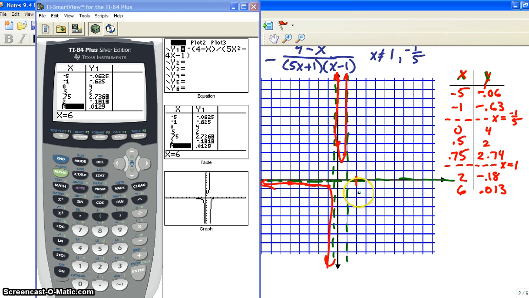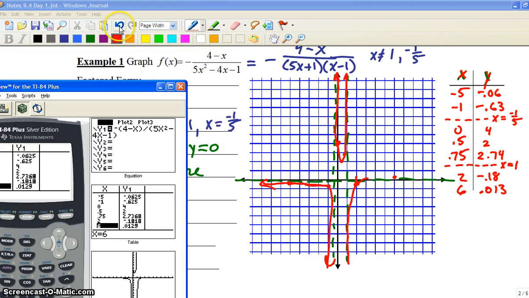And then 2, -0.18, and then 6. And it's up above actually, which is an interesting point that we need to talk about.